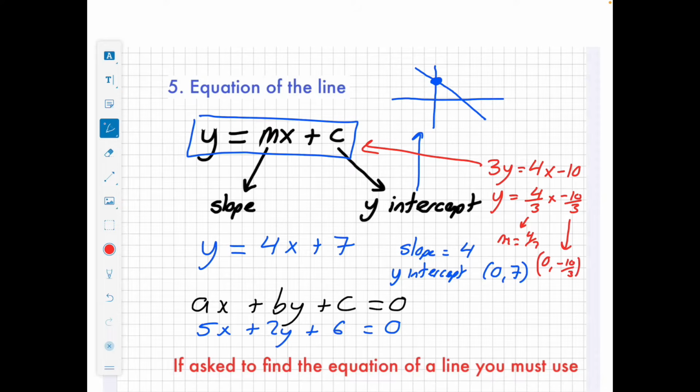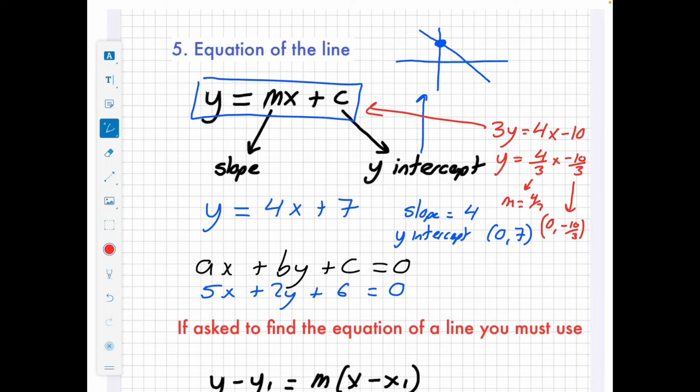You can only read the information directly from that if the equation looks exactly like y is equal to some number, then your x, and then plus or minus some number. Now, a second way that sometimes the equations can be given is in this type of form. This isn't in your formula book, but this down here, 5x plus 2y plus 6, is an example of another way it can be written.